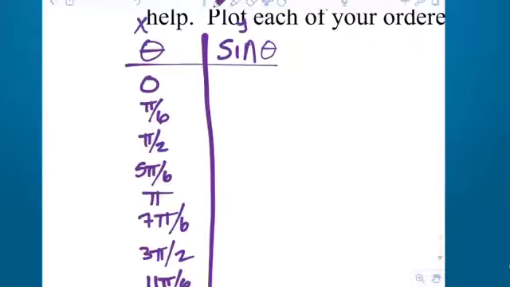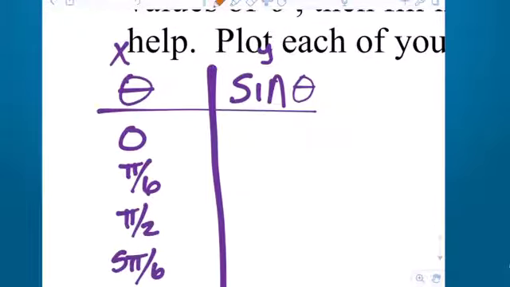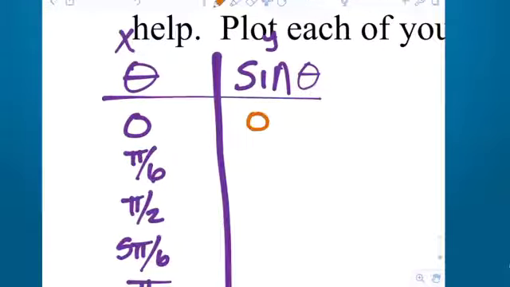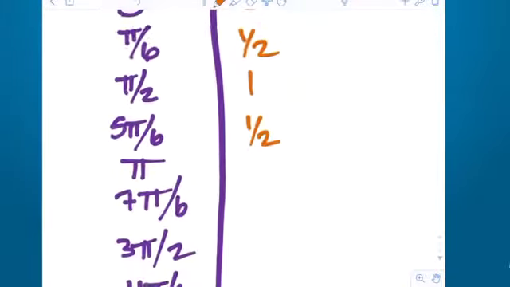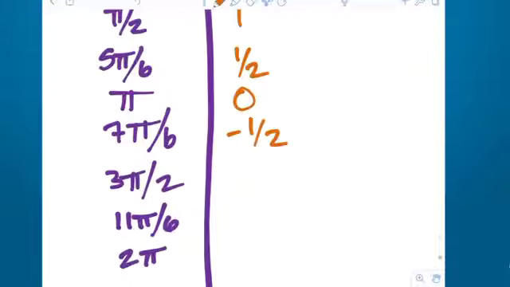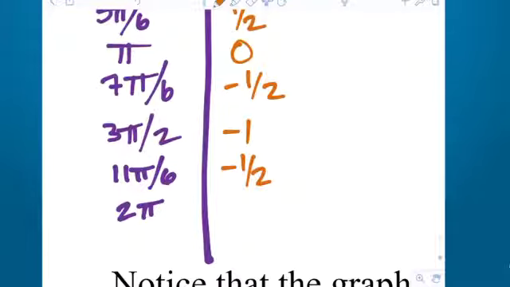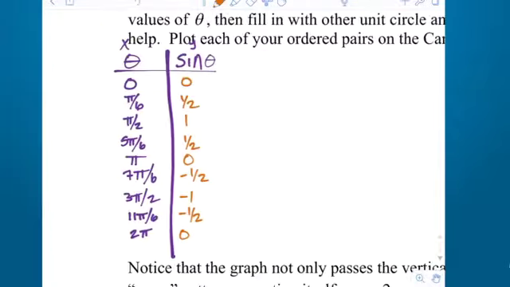All right, so help me fill in this T-chart. What is sine of 0? 0. Sine of pi/6? 1/2. Sine of pi/2? 1. Sine of 5pi/6? 1/2. Sine of pi? 0. Sine of 7pi/6? Negative 1/2. Sine of 3pi/2? Negative 1. Sine of 11pi/6? Negative 1/2. And then coming around full circle to 2 pi, sine of 2 pi is 0. We're back where we started. That's once around the unit circle.